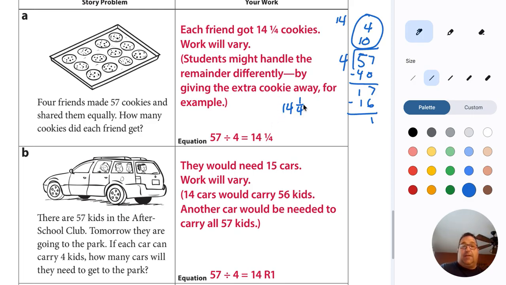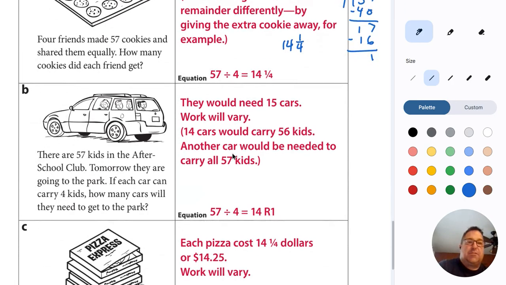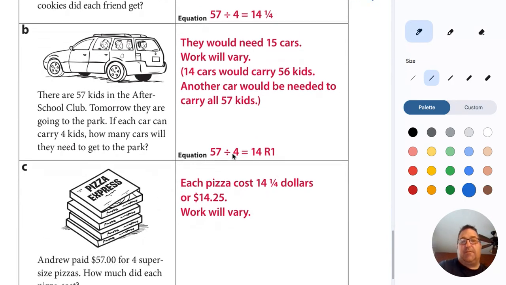So what do we do with that extra 1 cookie? We could cut it into fourths. In the book here, they said they could even give it away, play rock, paper, scissors, feed it to the dog. They can have fun with it. But we just have to say, what do we do with the remainder? The most obvious is cut it into fourths. But hey, maybe they want to play war.